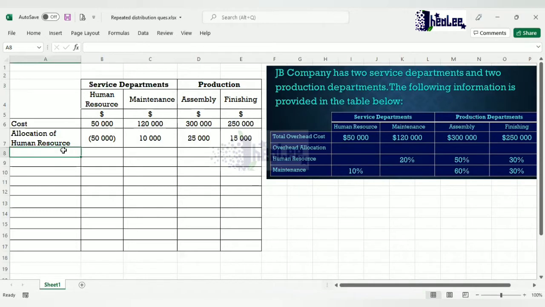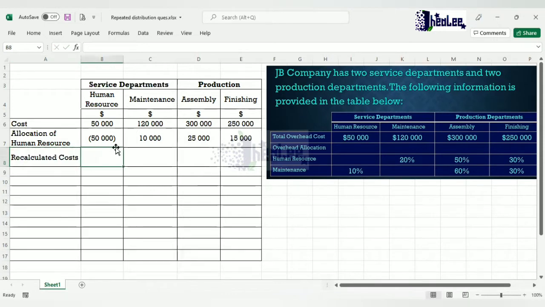In order to complete that step, we are going to recalculate the cost. Recalculated cost: 50,000 from 50,000 leaves us with 0. That's for the human resource. The maintenance is now 130,000, which is the 120,000 plus the 10,000. The assembly is that 300,000 plus 25,000, which is $325,000, and the finishing 250,000 plus 15,000 gives us $265,000. So the first step is completed.